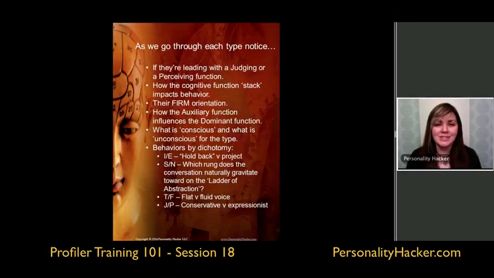And of course, one of the easiest things to do when personality profiling is to start out really mastering the behaviors of the dichotomies. So in the personality types, how are they manifesting the behaviors of introversion or extroversion? Remember, introverts hold something back and extroverts project. How are they showing up in their sensing or intuitive preference? Which rung does the conversation naturally gravitate toward on the ladder of abstraction? Are they higher on the ladder of abstraction, with a more conceptual, natural gravitation in their conversation? Or do they naturally gravitate to more concrete topics and go lower on the ladder of abstraction?